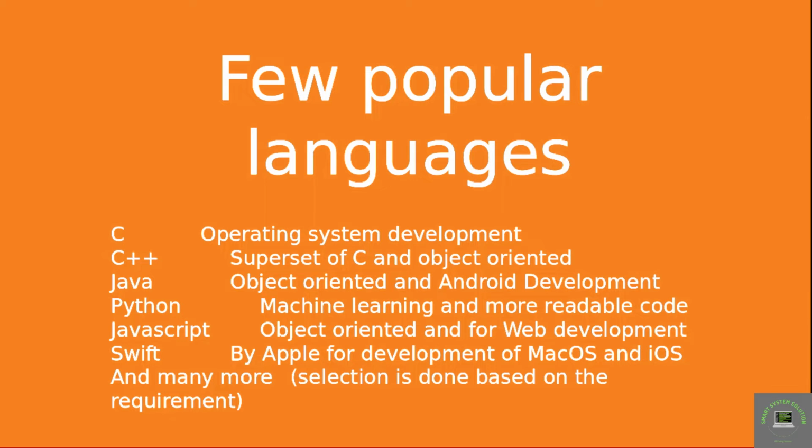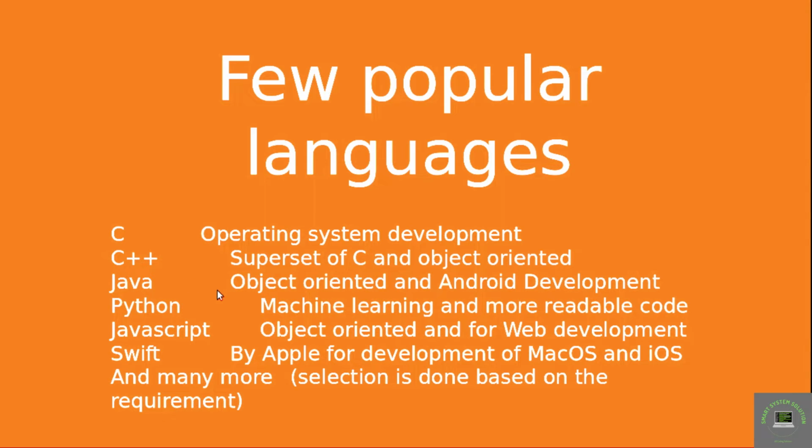A few popular programming languages are C, C++, Java, and as you can see below, if you want to do operating system development, like development of operating systems such as Windows, Linux, or others, then C is an appropriate choice. C++ is a superset of C, meaning all the features which are present in C are also present in C++, and along with that, C++ has its own set of features which make it more powerful, and it is object oriented, while C is procedural.